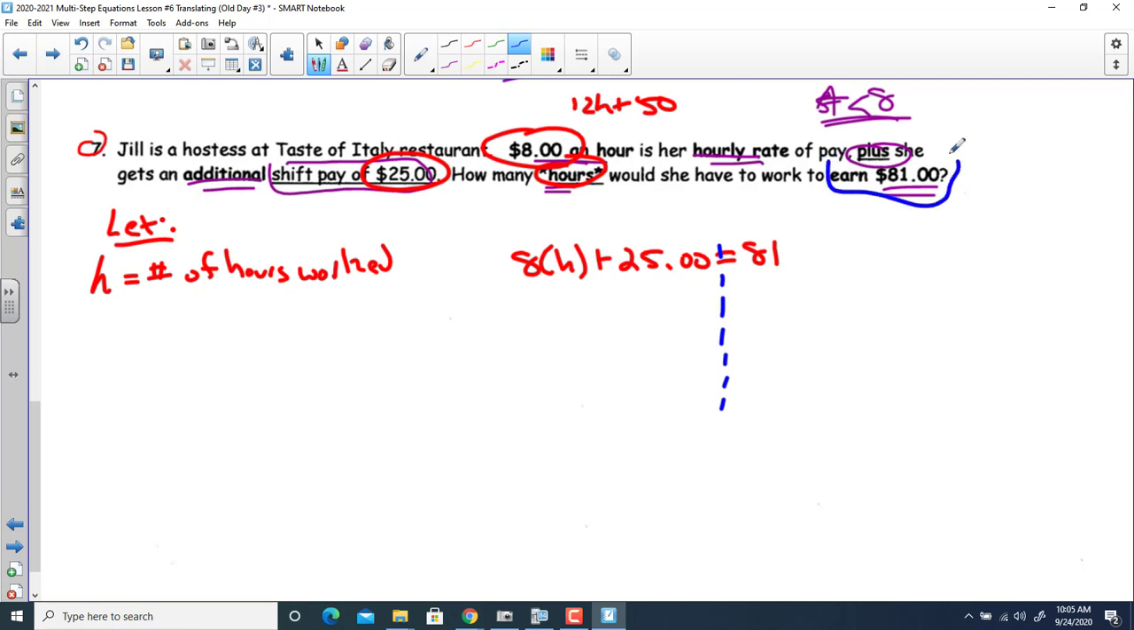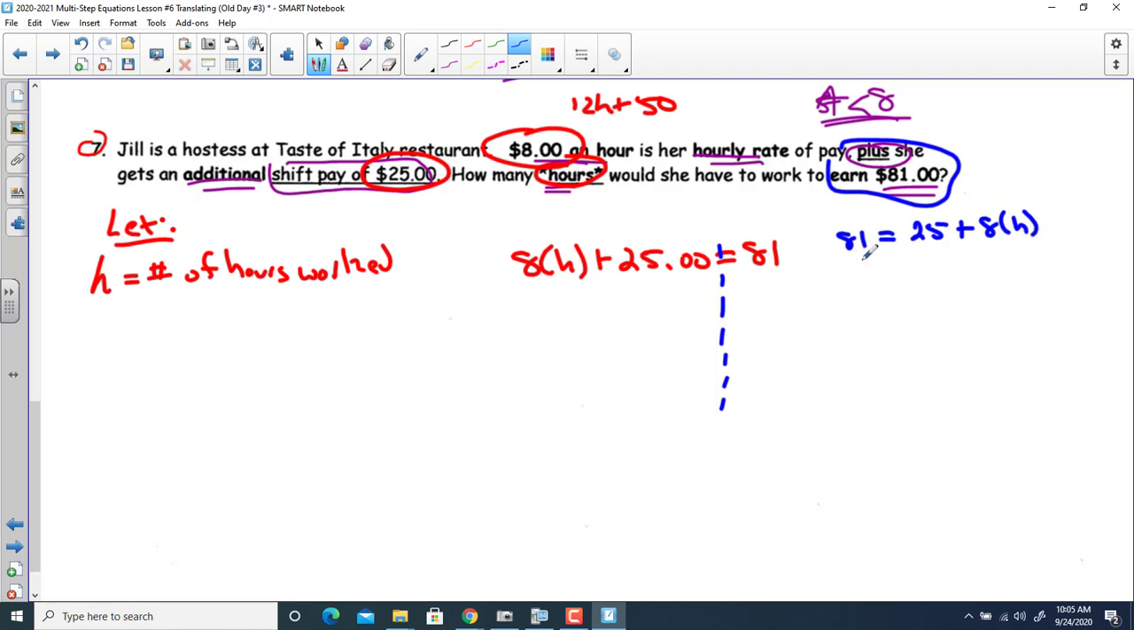Earn 81, that's our total. I'm going to say this a lot throughout the year. If you're not sure where to start a relationship and you have it, start with the total. So you could have written this backwards. You could have used the property of equality and said 81 is the result of the $25 she gets for her shift pay and an additional $8 for every hour.